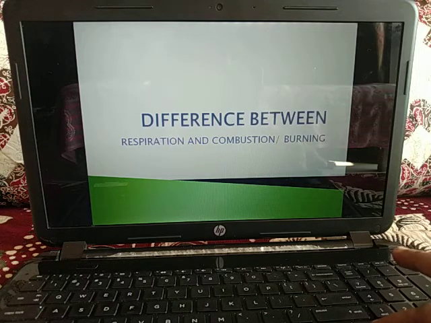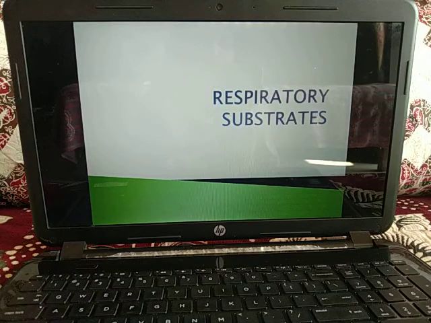Now, dear children, let's discuss the next topic, that is the respiratory substrates. Respiratory substrates are those organic substances which are oxidized during respiration to liberate energy inside the living cell, for example glucose or protein or fats. These are the substrates which are broken down to release energy. Mostly glucose is used. The common respiratory substrates are carbohydrates, proteins, fats, and organic acids. The most common respiratory substrate is glucose.